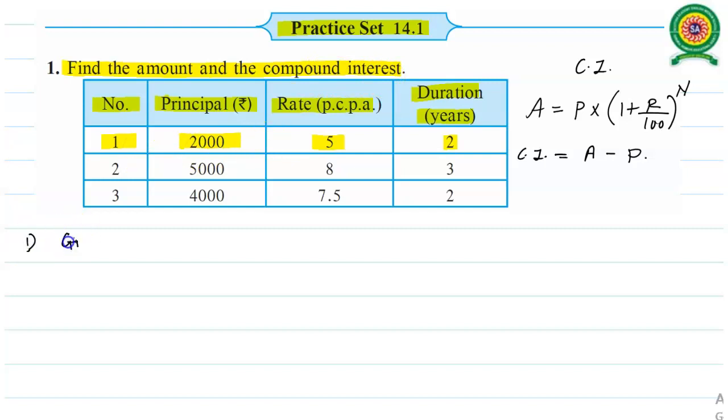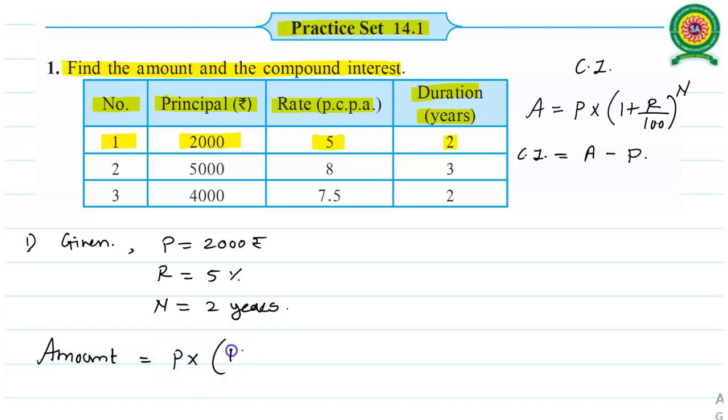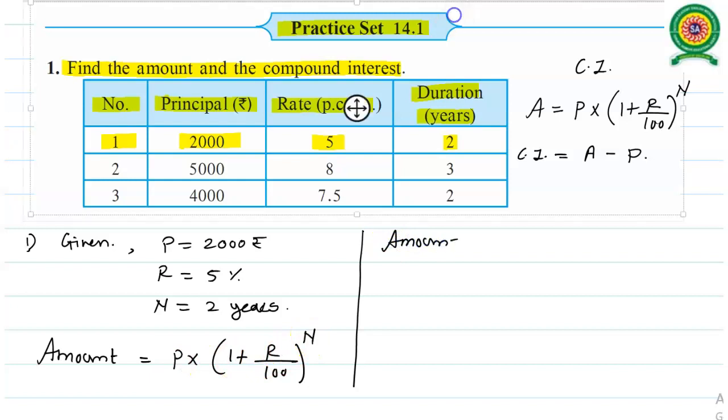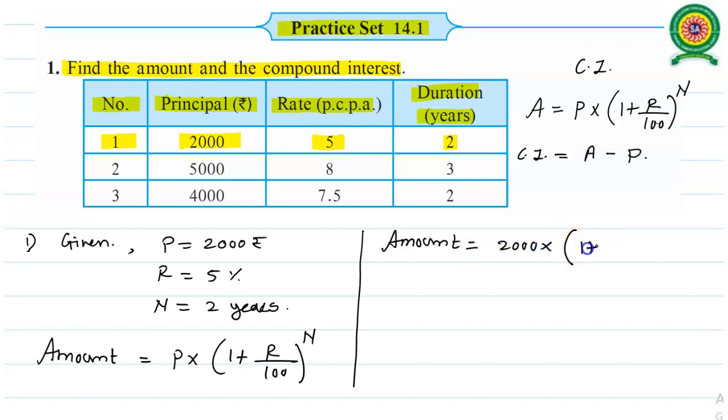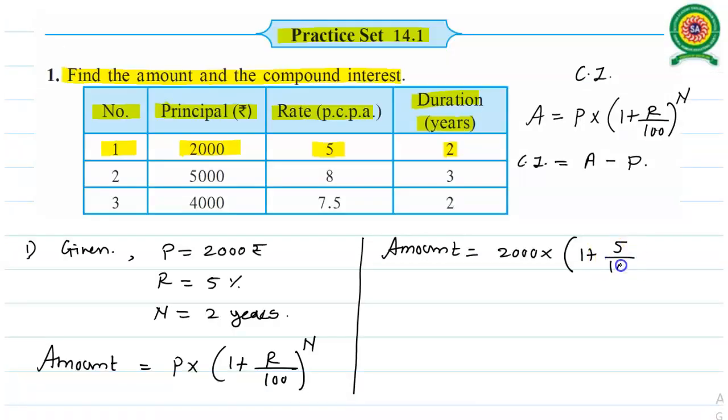So for the first one I am writing the given data. The principal value P is 2000 rupees, the rate of interest is 5% per annum, and the duration n is 2 years. Now to evaluate the amount, we have the formula P into (1 plus R divided by 100) to the power n. Replacing P, R and n by their values, the amount equals 2000 into (1 plus 5 divided by 100) whole to the power 2 years.